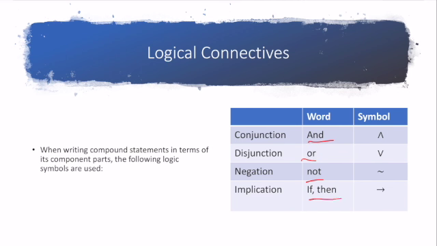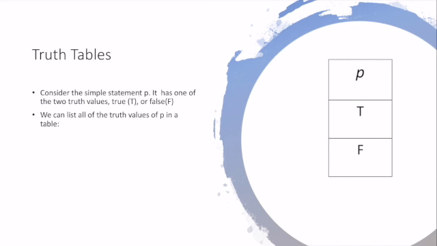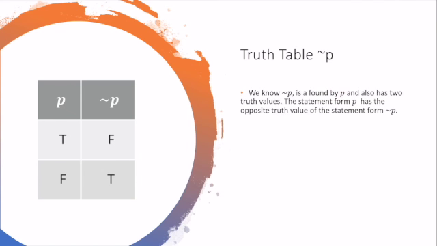When constructing a truth table, we have a simple statement P. And that simple statement is either going to have a truth value of true or false. Those are the only possible values. And we can list them in a table like so. First thing I want to talk about is not P. So not P is found because it has the opposite truth value of P. So if P is true, then not P is false. If P is false, then not P is true.